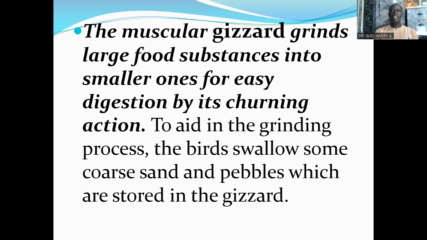The muscular gizzard grinds large food substances into smaller ones for easy digestion by its churning action. To aid in the grinding process, the bird swallows some coarse sand and pebbles, which are stored in the gizzard.